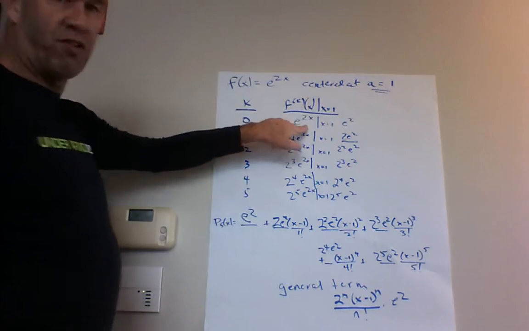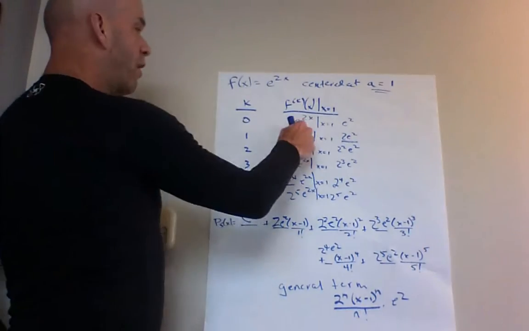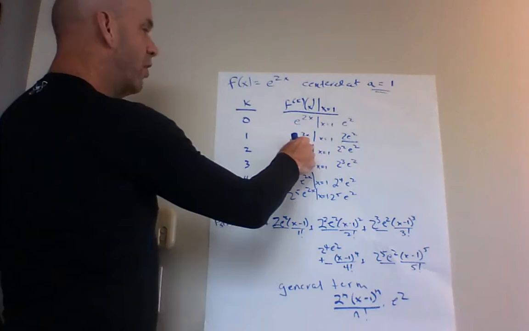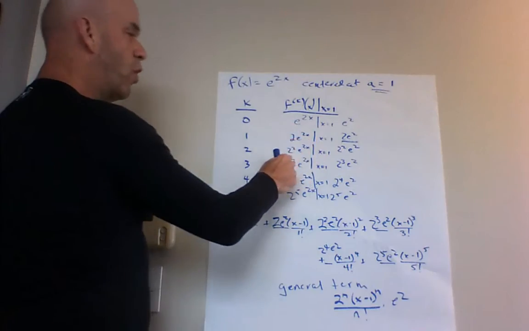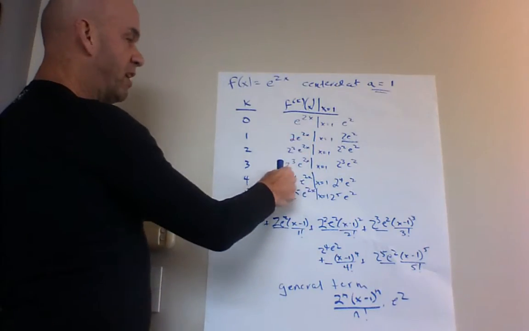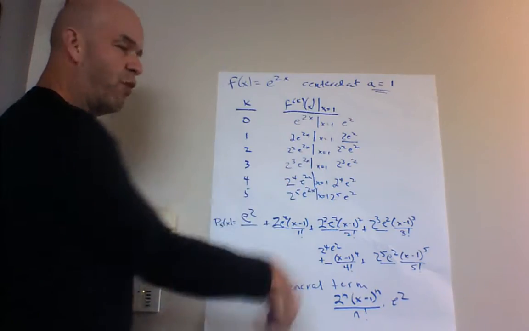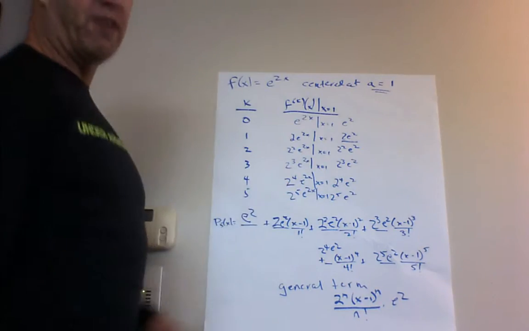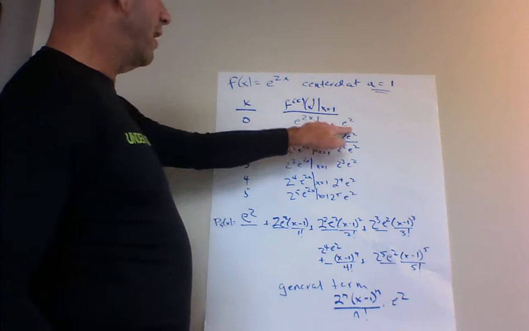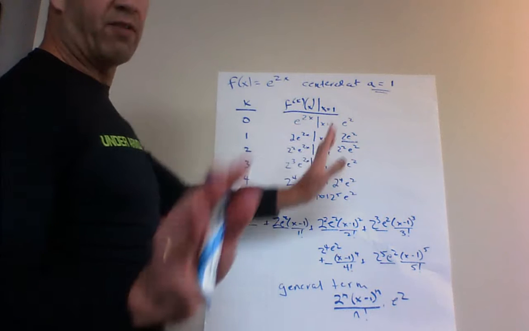The first is just the function e to the 2x. First derivative, 2e to the 2x. Second derivative, 2 times 2, or 2 squared e to the 2x. Third derivative, 2 cubed e to the 2x. Fourth derivative, 2 to the fourth e to the 2x. You're starting to see the common terms. So I evaluate these at 1, I get e squared, 2e squared, 2 squared e squared, etc.